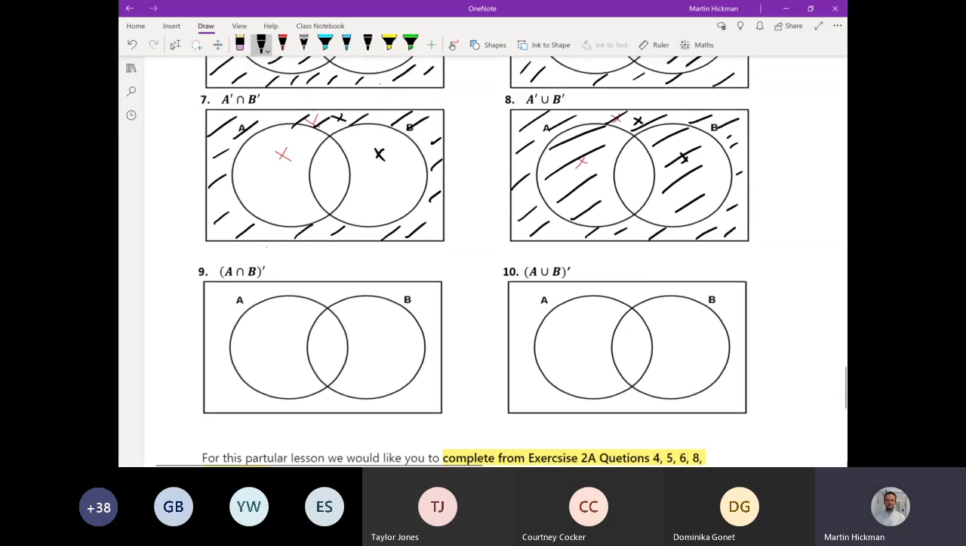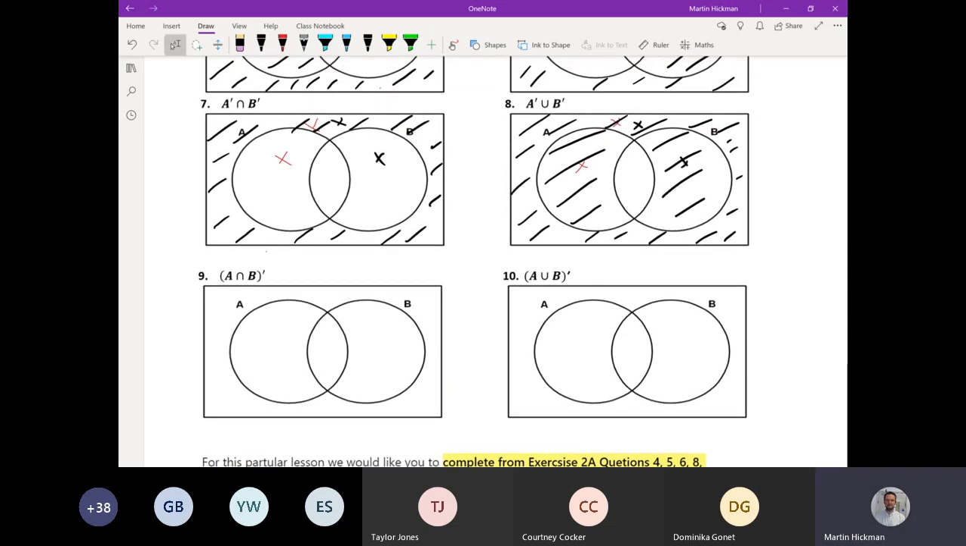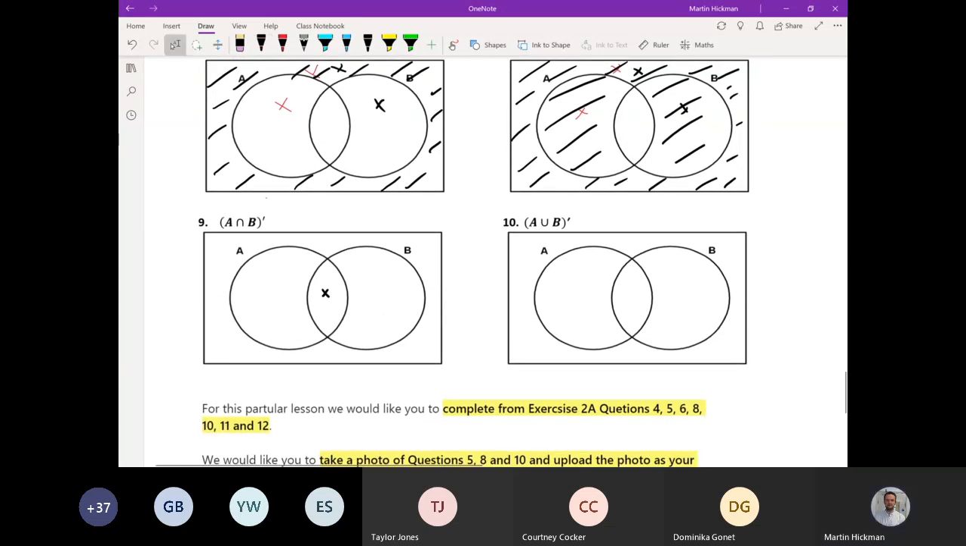And then finally, on question 9, so the best way to think about this, so I've got the bracket here and the dash around it. So the best way to think about this is ignore the dash for now. And if it just said A and B, that's just the bit in the middle. Well, this is the bit it can't be. So, okay, it can't be this section. So what I'm going to do is shade everything but that section.